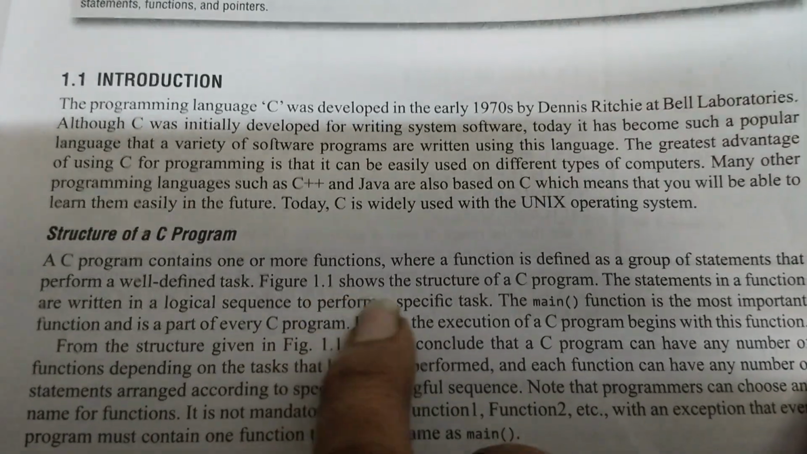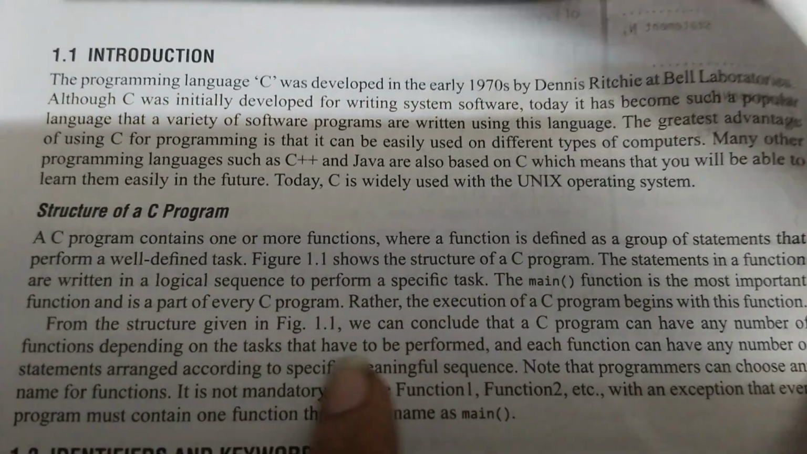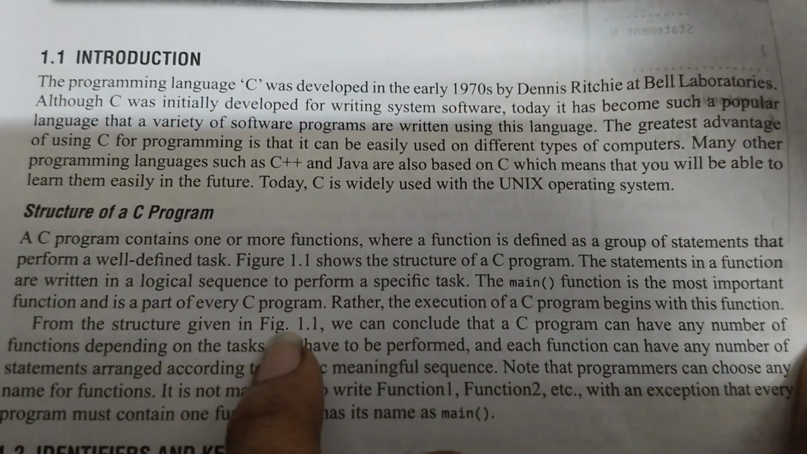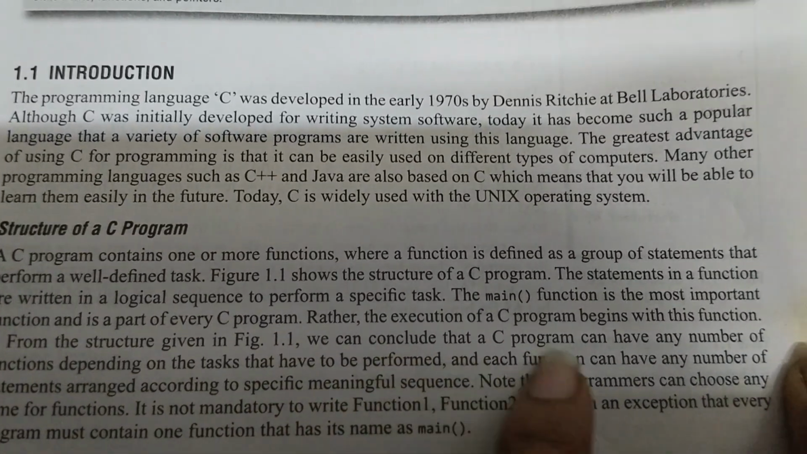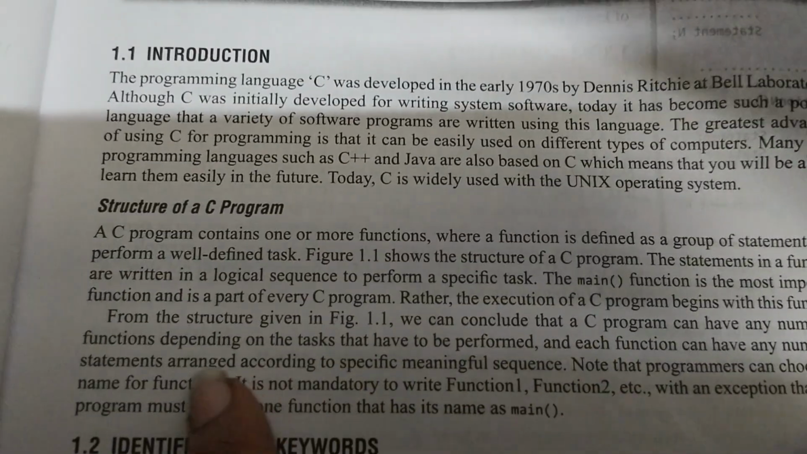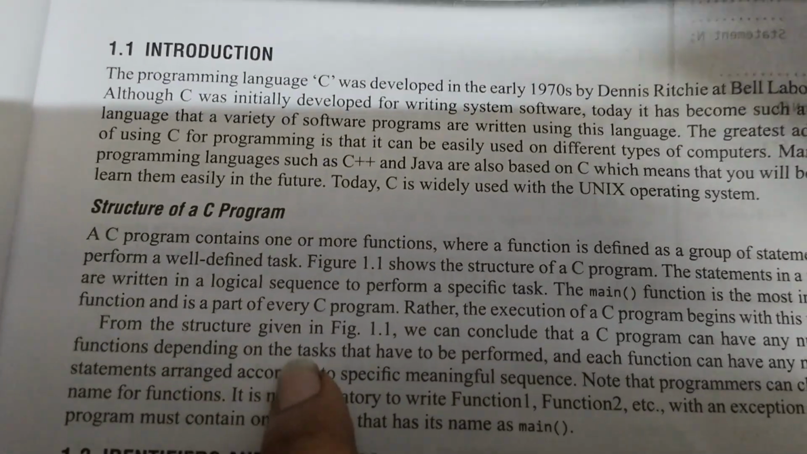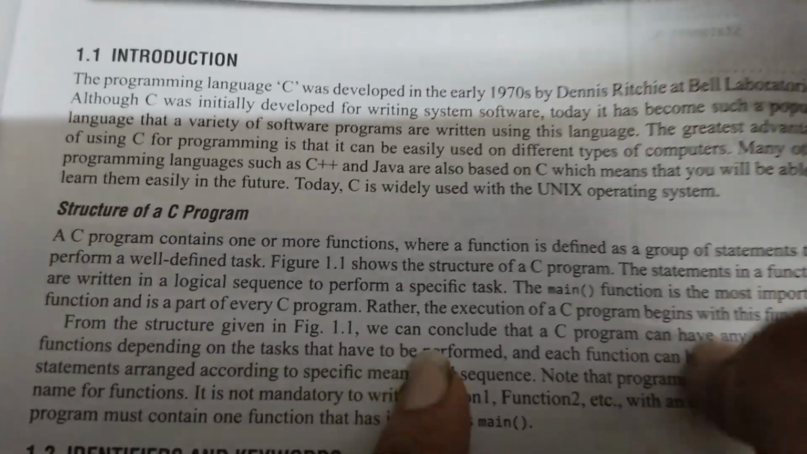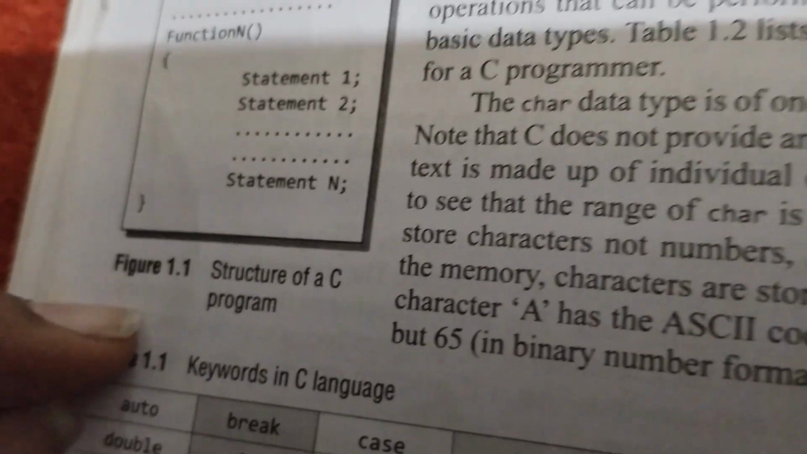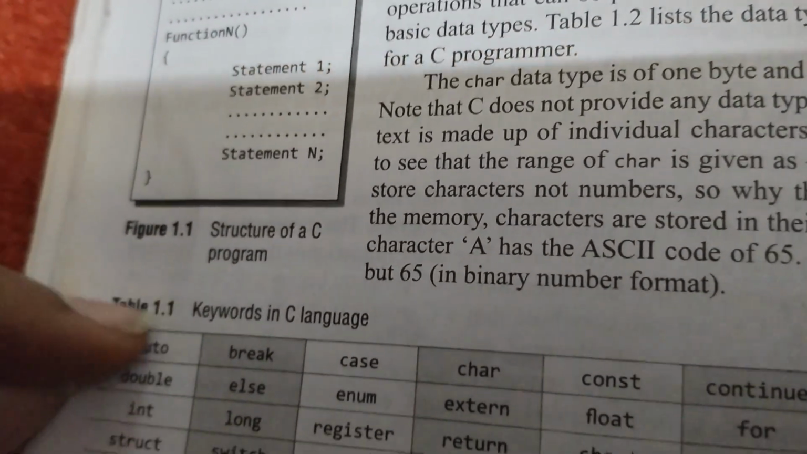Here figure 1.1 shows the structure of a C program, and from the structure in figure 1.1 we can conclude that a C program can have any number of functions depending on the tasks. Now we see figure 1.1, structure of a C program.